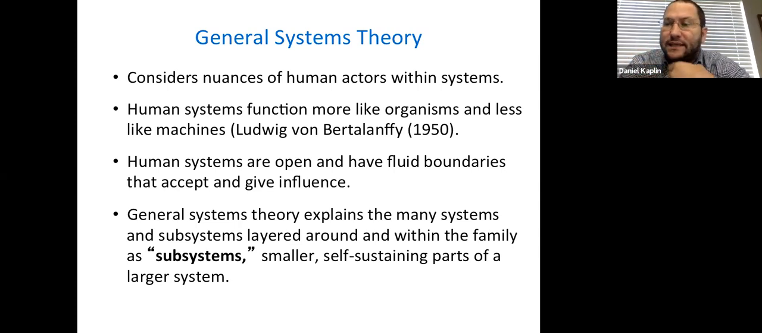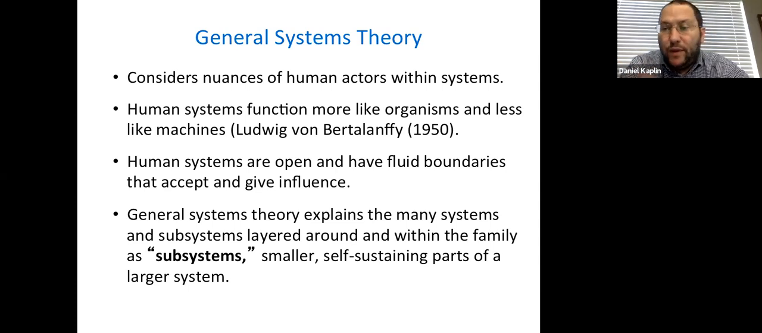A mechanistic approach is kind of like you have an input, you have an output. It's very predictable. But organisms are adaptive and maladaptive at times. They evolve. There could be rigidity within some systems. There could be fluidity within some systems. So it's not as mechanistic. And that's really the point here, right?